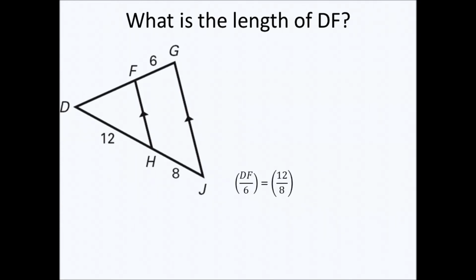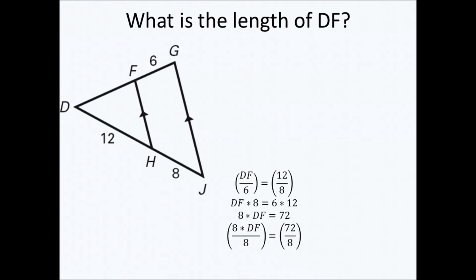The rest becomes algebra. We're going to cross multiply. DF times 8 equals 6 times 12. 6 times 12 equals 72. So 8 times DF equals 72. The next step is to divide both sides by 8. So 72 divided by 8 equals 9, and 8 times DF divided by 8 is equal to DF. Therefore, DF equals 9.